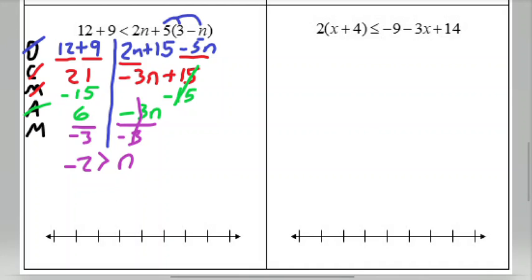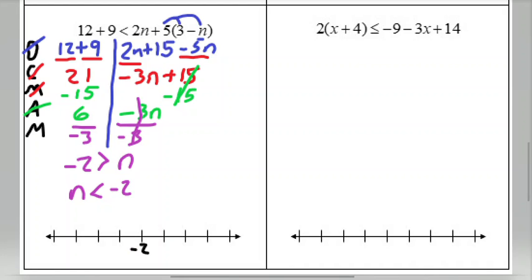Alright, I want to rewrite it so the n is on the left. So I'm going to look at my sign. You see how the point of the sign is towards the n? So when I rewrite that, I'm going to make sure the point of that sign is still towards the n, and then I can put the negative 2 on the other side. So I have n is less than negative 2.